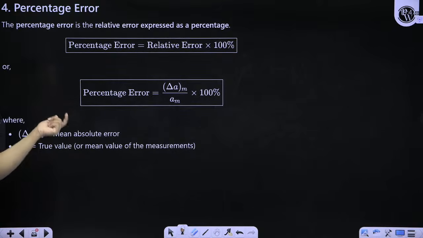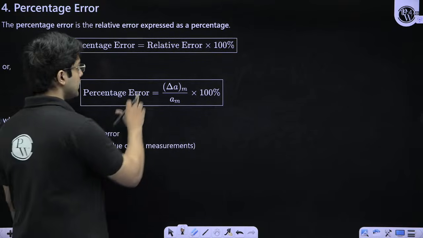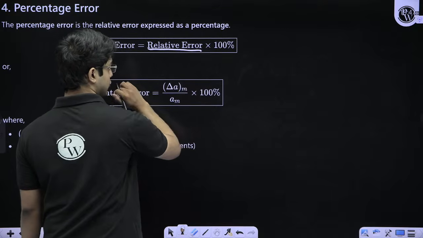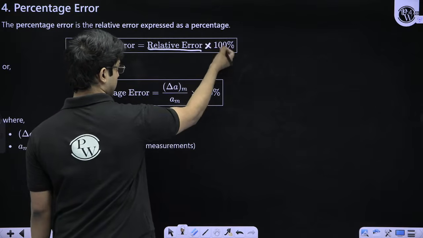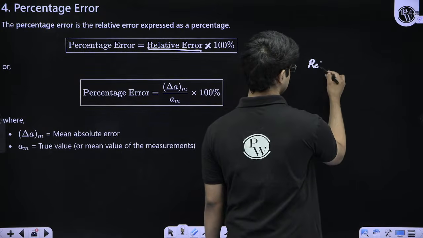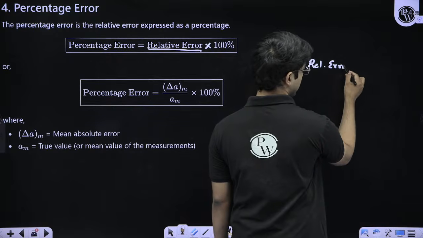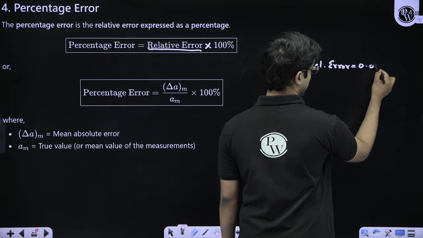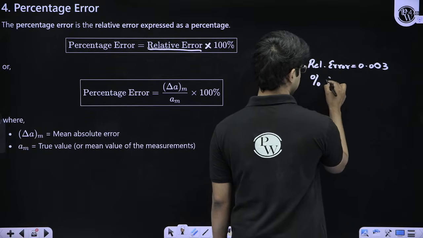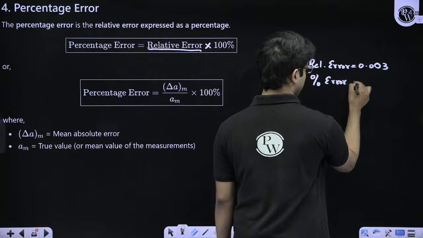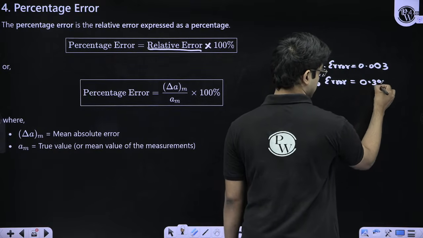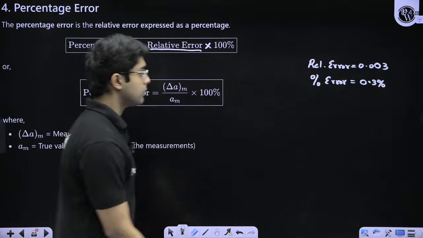Then finally you have the percentage error, which is basically this relative error expressed as a percentage, so you simply multiply this with 100. Okay, so if the relative error after some calculation came out as 0.003, then for percentage error you just have to multiply this with 100, so that will be 0.3 percent. It will be 0.3%.